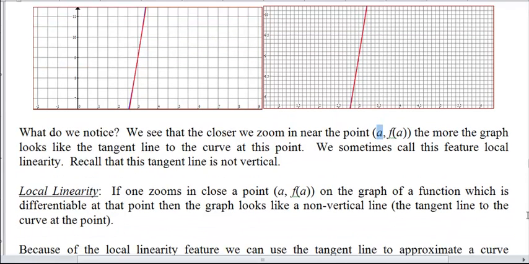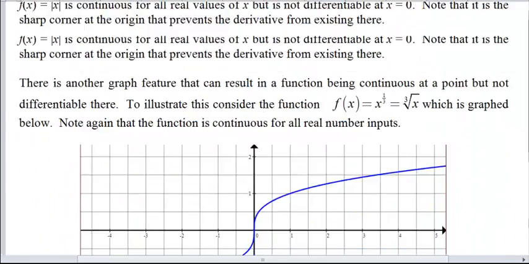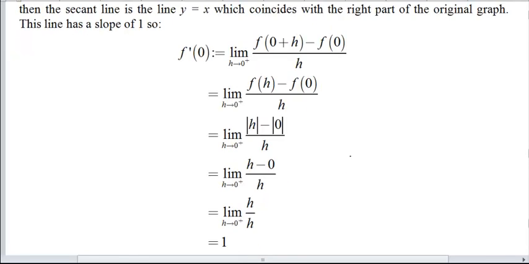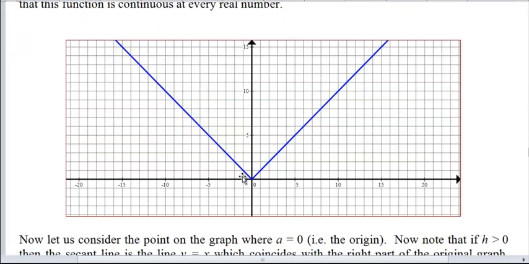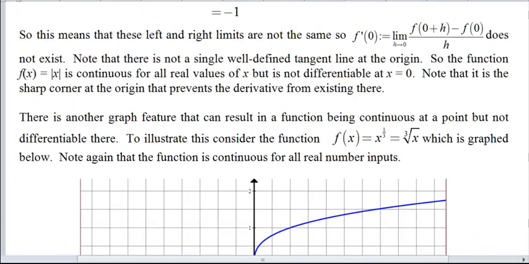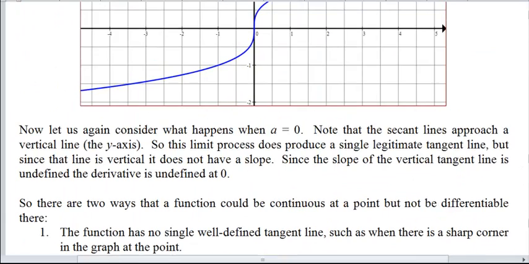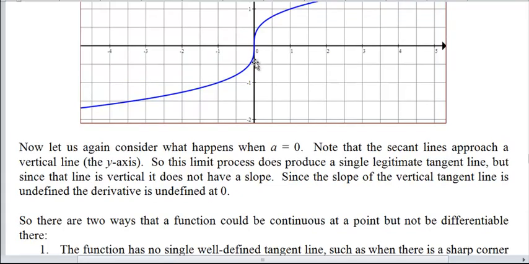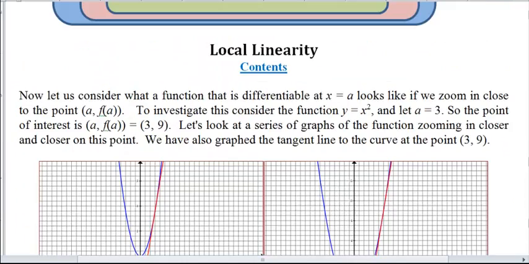So if one zooms in close enough to a point (a, f(a)) on a graph of a function which is differentiable at that point, then the graph looks like a non-vertical line, in other words, a tangent line. Now, notice that that's not going to happen up here where we had something that was not differentiable. If we zoom in on this vertex right here, it's going to be a sharp corner no matter how much you zoom in on it. If you zoom in here on the origin on this one, it will look like a line, but that line will be a vertical line.